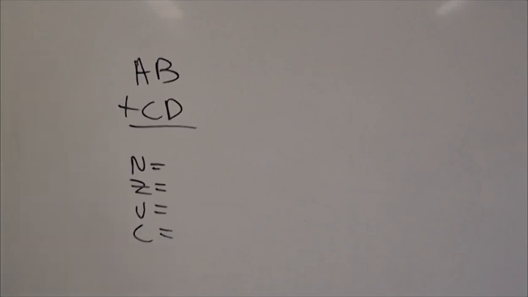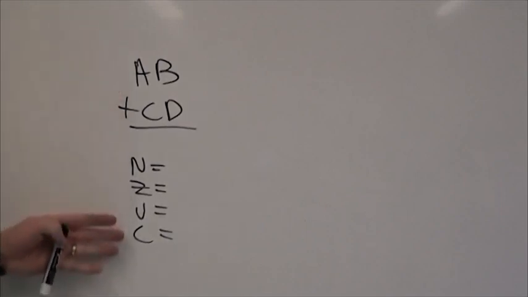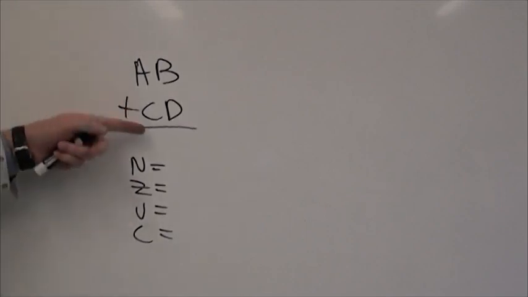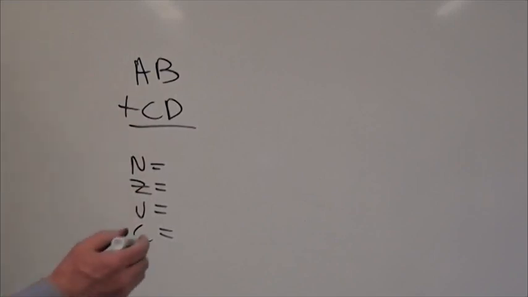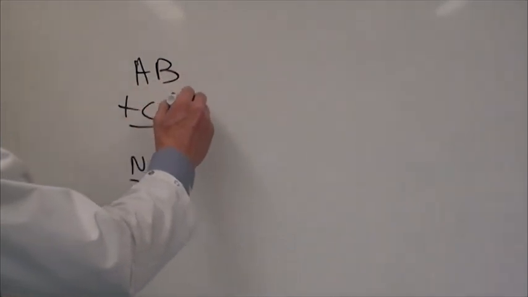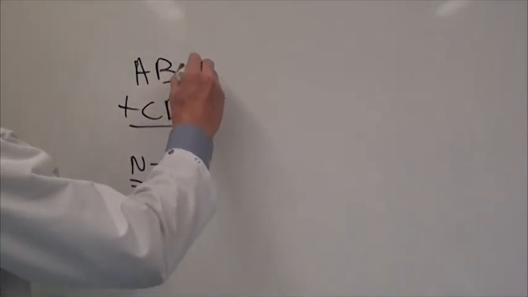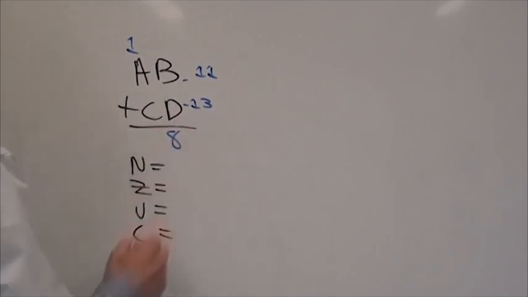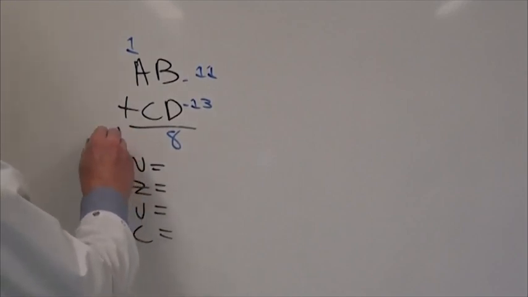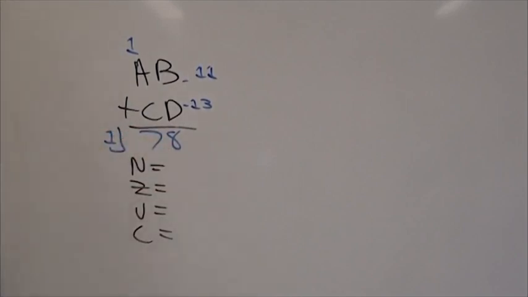Okay, let's do this addition. So this would be like a 5-mark kind of thing, 1 mark for the answer, 1 mark for n, z, v, and c. So let's see how this works. So 13 plus 11 is 24, which is 16 plus 8. 10 plus 1 is 11, plus 12 is 23, so I believe that's 78.